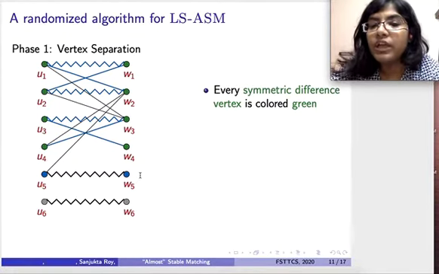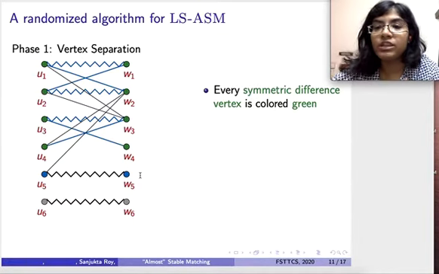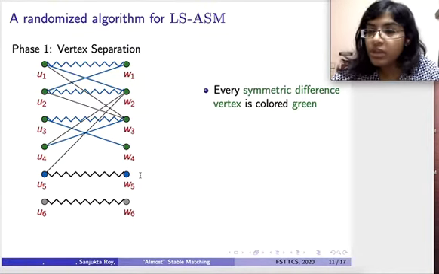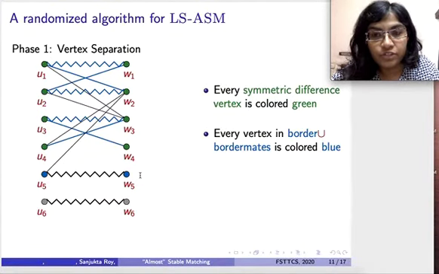So what we do is that uniformly at random we color the vertices of the graph with two colors, green and blue, and we want the symmetric difference vertices to be green and the border and border mate vertices to be blue.